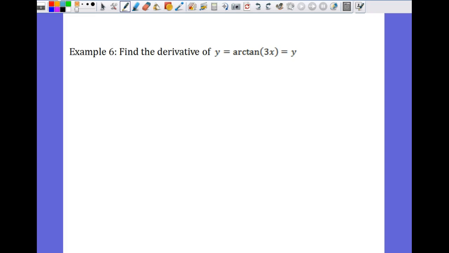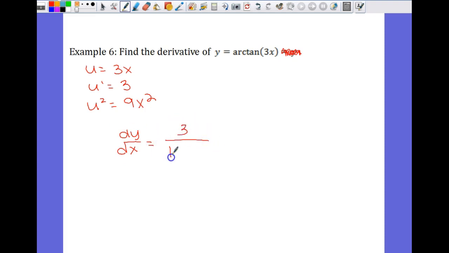All right. y equals the arctan of 3x. Typo, sorry. What's the u value? u is equal to 3x. u prime is equal to 3. u squared is equal to 9x squared. Okay, so the derivative dy/dx is equal to u prime, which is 3, all over 1 plus u squared, which is 1 plus 9x squared. There's your derivative.